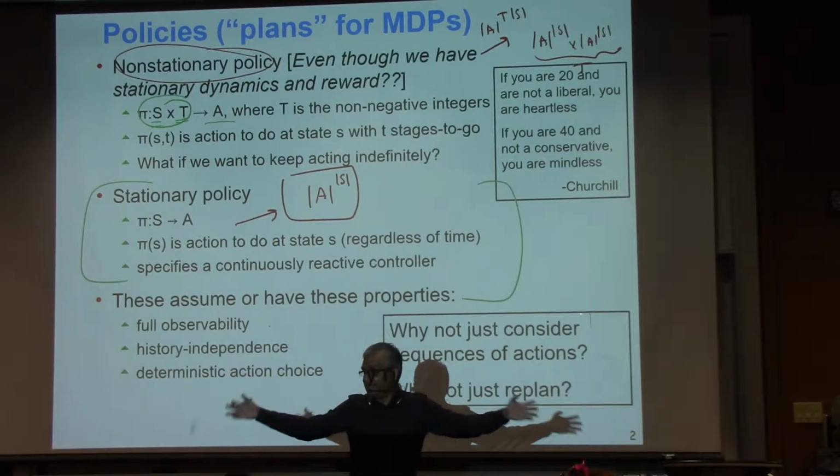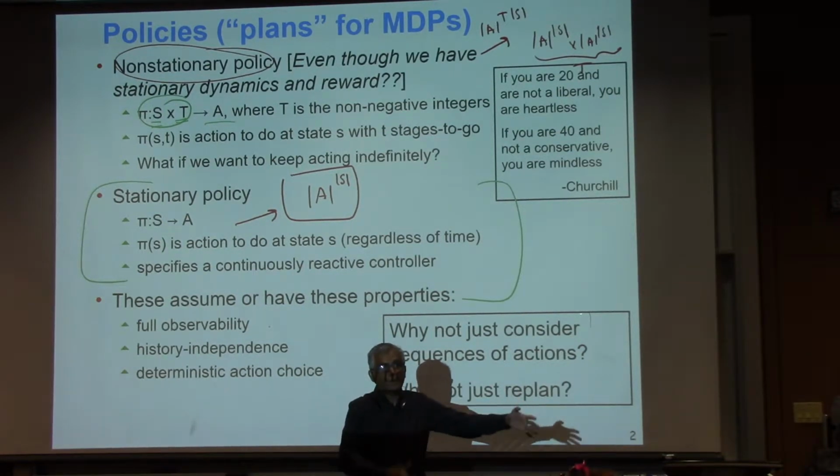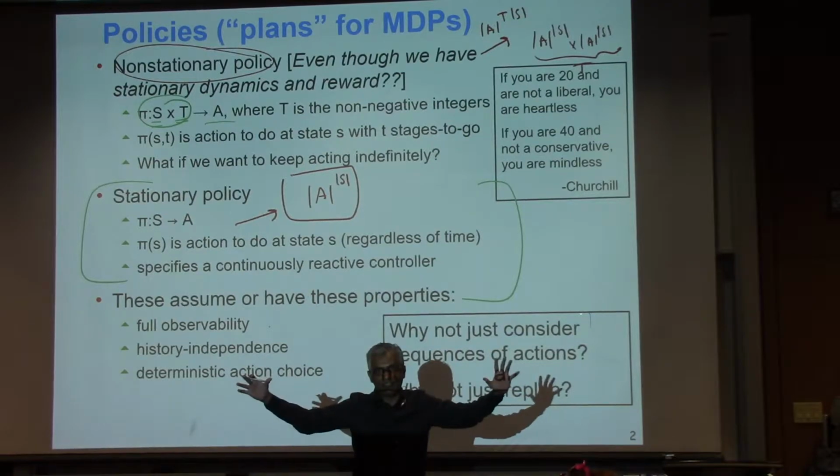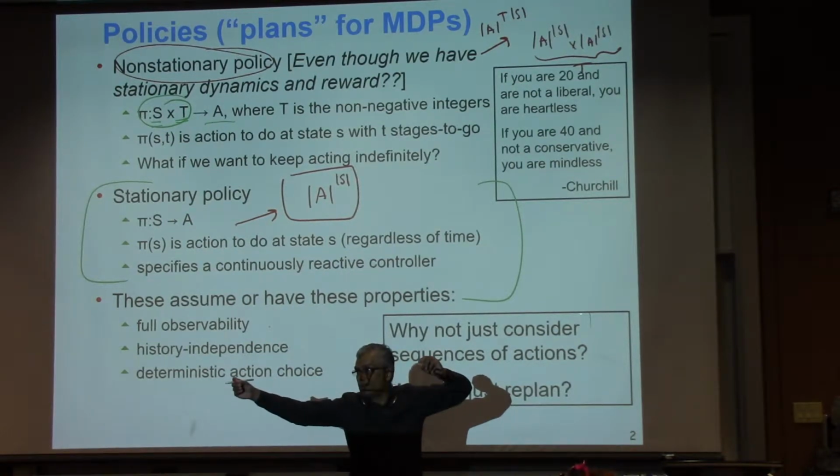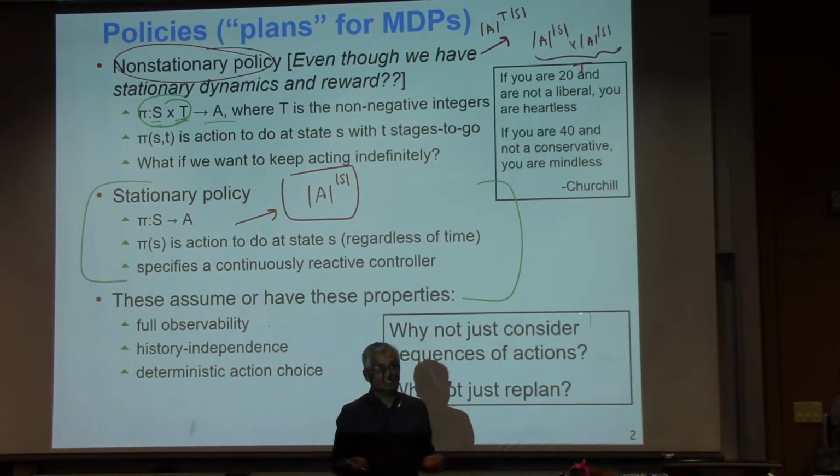And each policy itself essentially has to tell you that the size of each policy is larger, because the policy has to tell you, for each state and each amount of time left to go, what is the optimal action, what the action is supposed to be.